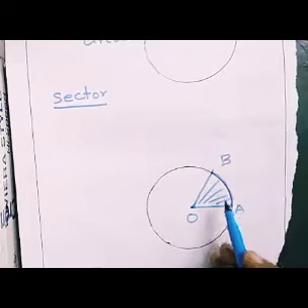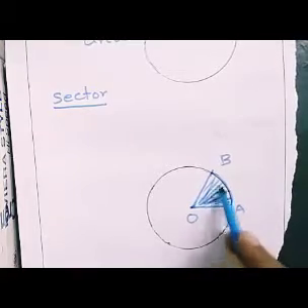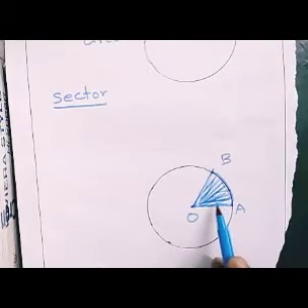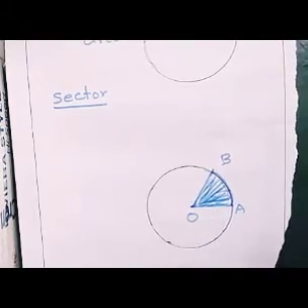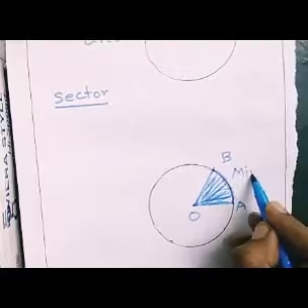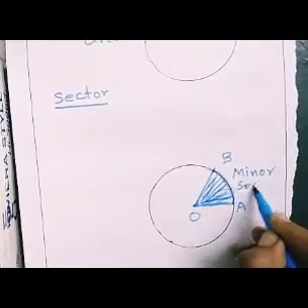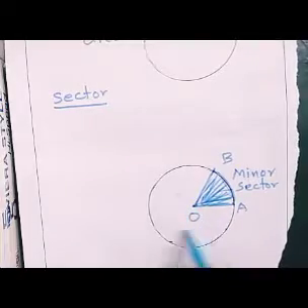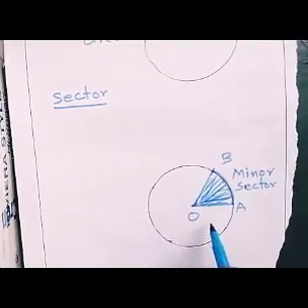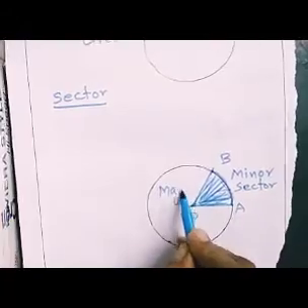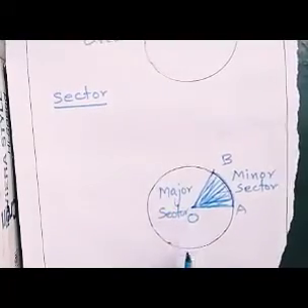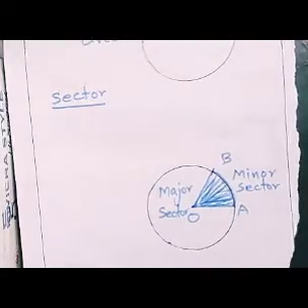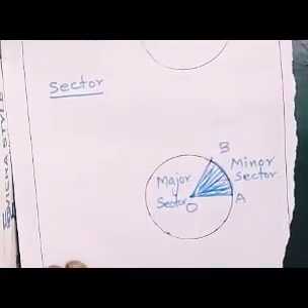Now here we can say that this sector is smaller, because it is smaller than a semicircle. So it is called a minor sector. Now the remaining portion, you know, is more than half of the circle. It is called a major sector. So it is smaller than a semicircle, therefore it is a minor sector, and the next one is a major sector.